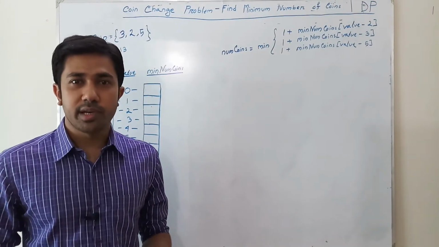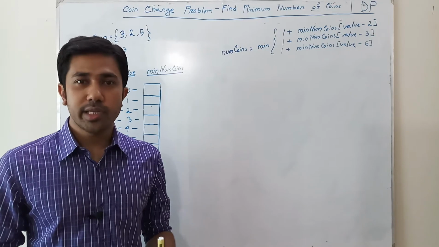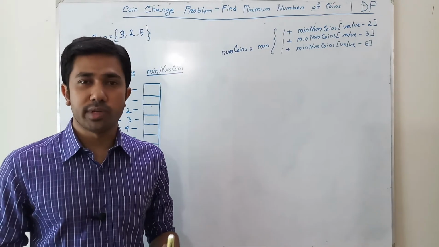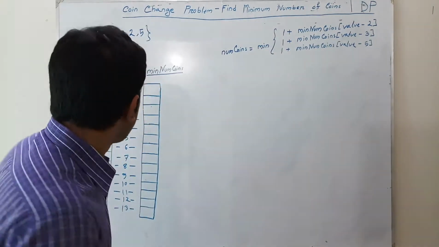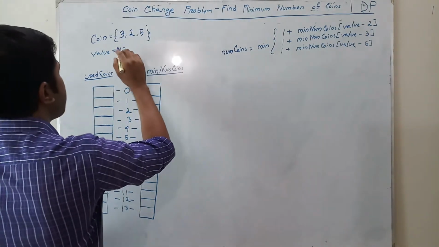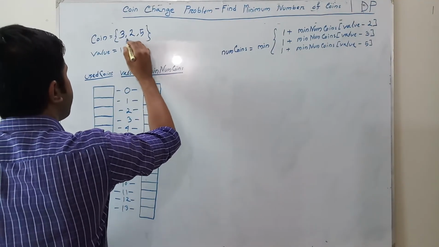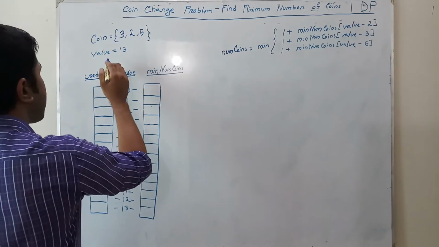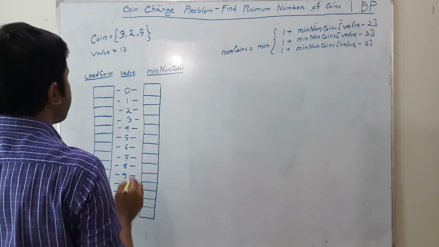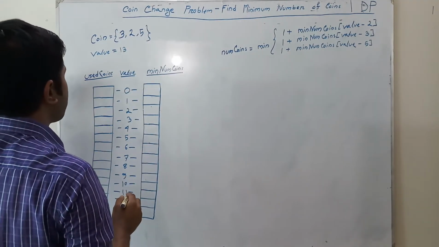Today I will discuss the coin change problem, finding out the minimum number of coins for a given value. Here we have 3 coins. The denominations of those coins are 3, 2 and 5. We need to make the value 13 using those coins. There is an infinite supply of those coins.